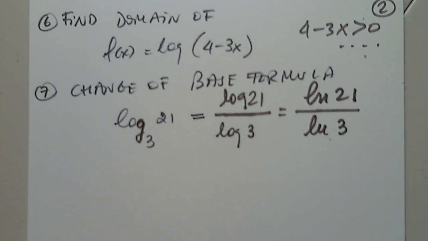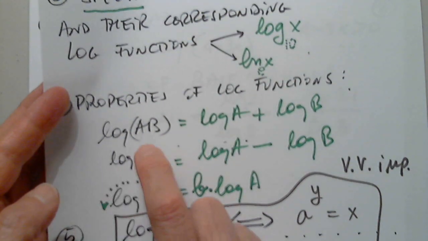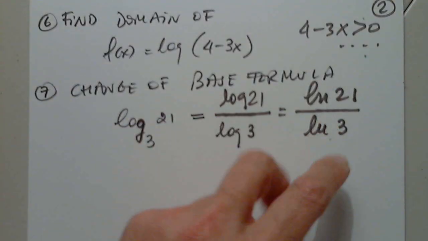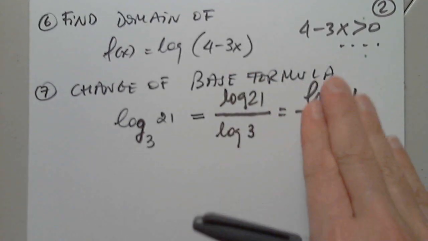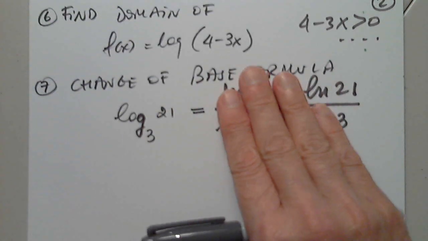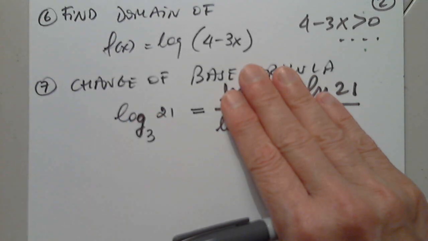Notice something. This is a fraction, a ratio of two logs. Not to be confused with this. This is log applied to a ratio. This is a division of two logs. So do not confuse the two. This number and this number both have to be the same. And this is exactly what you just said. 3 to this number has to equal 21.